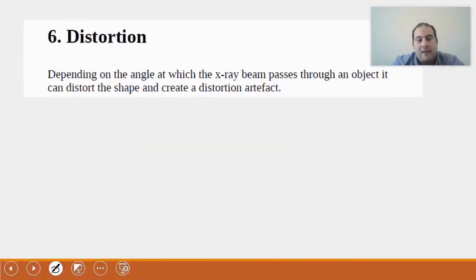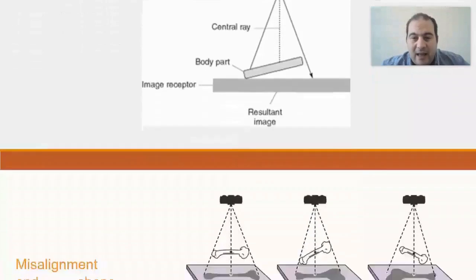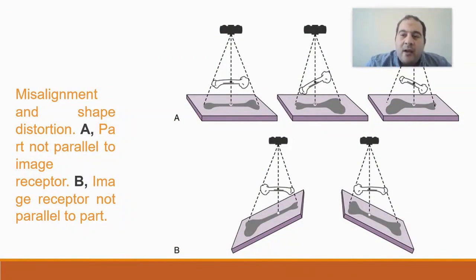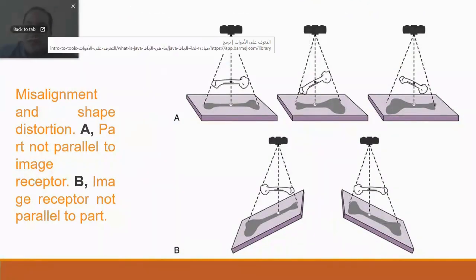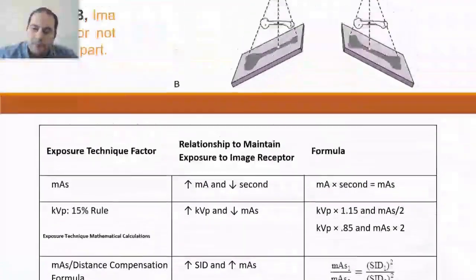The idea of having something called distortion artifacts occurs if the object you are imaging is not aligned with the imaging receptor or the X-ray. What happens is that there will be magnification because it was close to the X-ray in a certain direction. On the other side, there is another side that is far away. For example, if we come here and look like this, we will find this part.